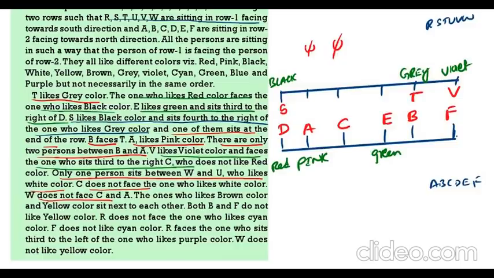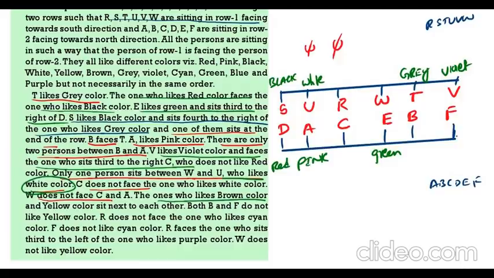But there is one person between W and U. So here we will get U, here we will get W, and here we will get which person? R. Now U is liking white color. Already it is mentioned U likes white color.